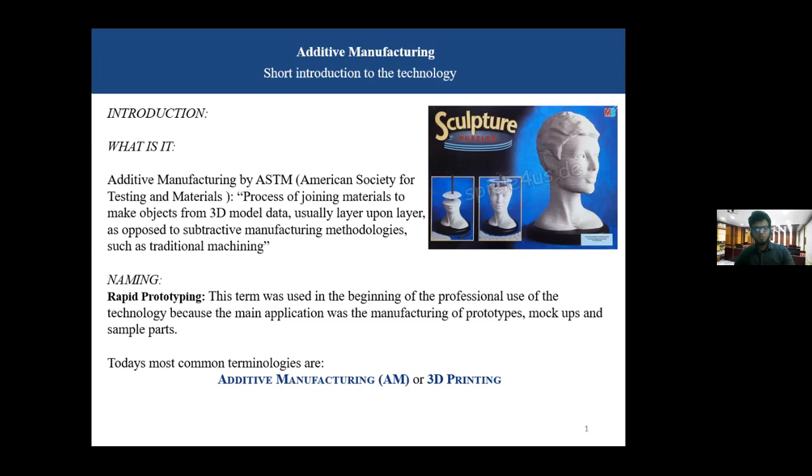So we just subtract material from the job. Suppose we need to manufacture a product in a CNC machine. When we put the job in for operation, we give the job as a solid body, and then the tool cuts the body from the job and gives us the desired shape. But additive manufacturing does not work with such technologies. It doesn't subtract material from the job. It just adds things layer upon layer.